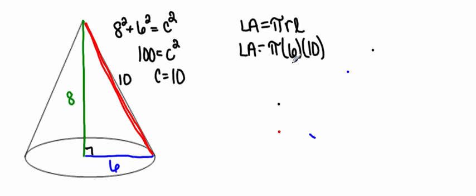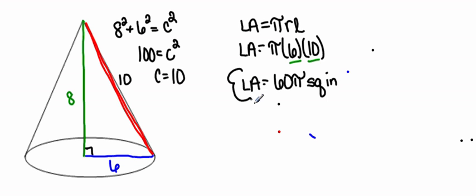So I'm going to multiply the 6 times the 10, but I'm going to keep the pi. So 6 times 10 is 60. I did not yet multiply by the pi, so the pi stays in my answer. And at this point, I know that my lateral area is 60 pi square units. In this particular case, my units are inches, so I'm going to label that and call it done.